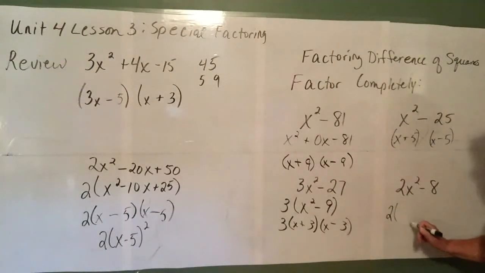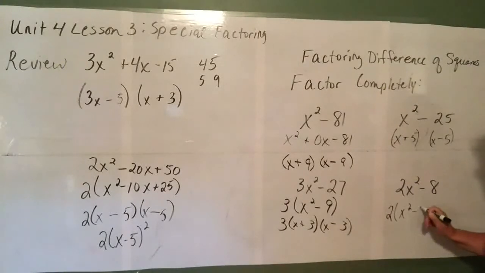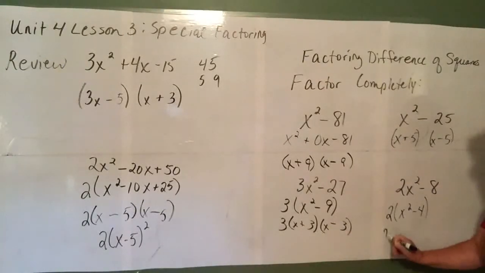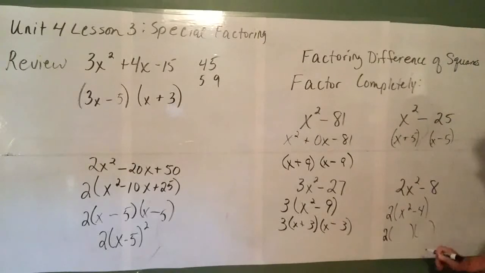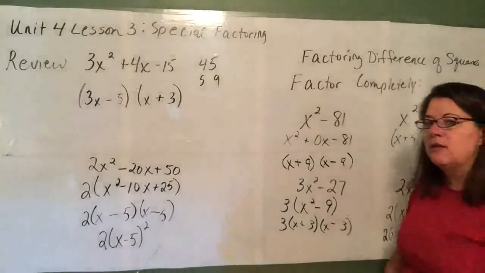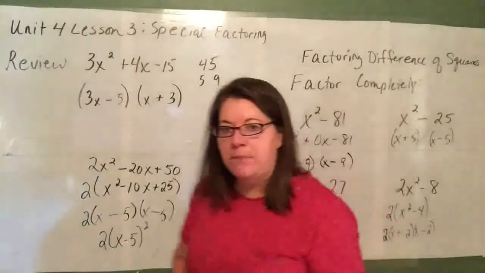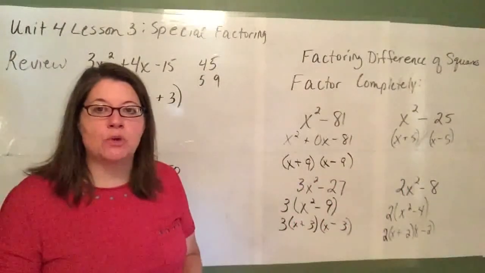So if I bring out the 2, I have left an x squared minus 4. Keep the 2. Square root of x squared is x. Square root of 4 is 2. And one of them is going to be a plus, one of them is going to be a minus. So factoring difference of squares is really pretty simple. The big trick here is recognizing what you've got.